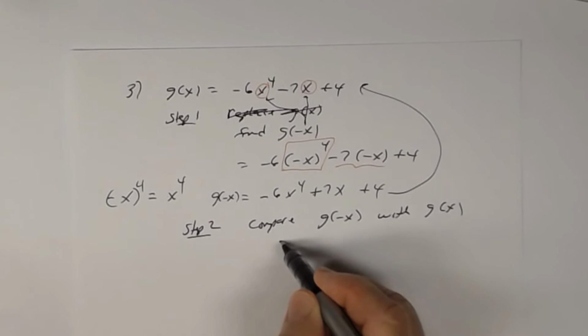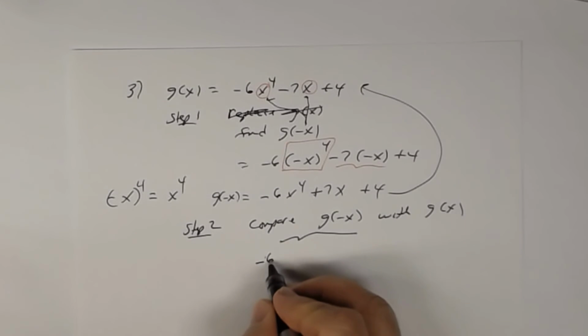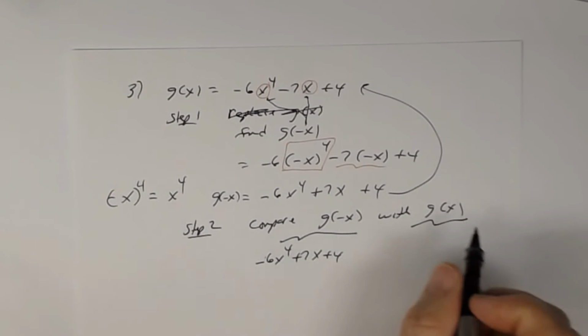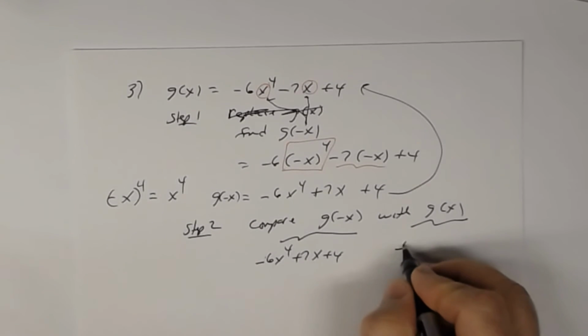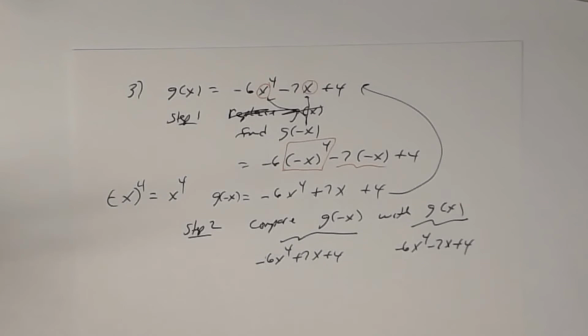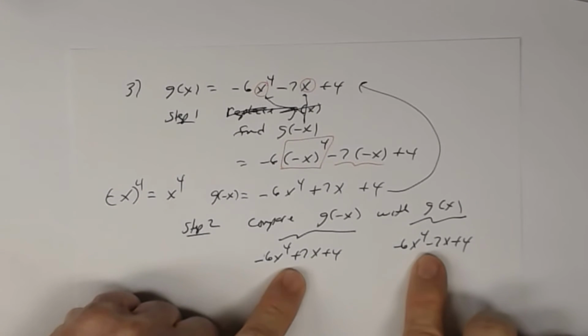Okay? So remember, g of negative x is what I just found. It is negative 6x to the fourth plus 7x plus 4. g of x is the original: negative 6x to the fourth minus 7x plus 4. Okay, now ask yourself this. Are they the same? No, they're not the same.